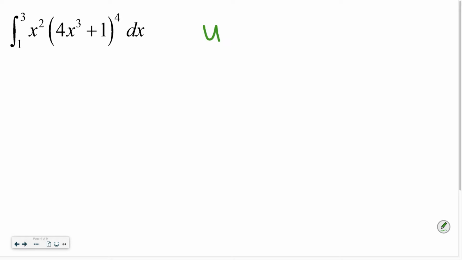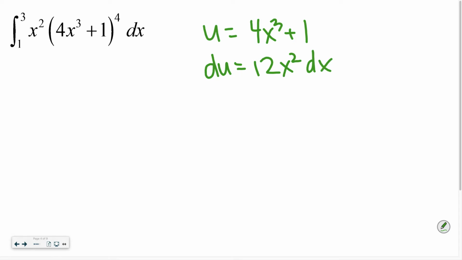Ethan, what do you have for u? 4x cubed plus 1. Okay, which means du is 12x squared dx. So let's just remember, because it's been a couple weeks, we have x squared dx. That 12 is kind of extra, so we need to balance this out. 1 over 12 du is exactly x squared dx.